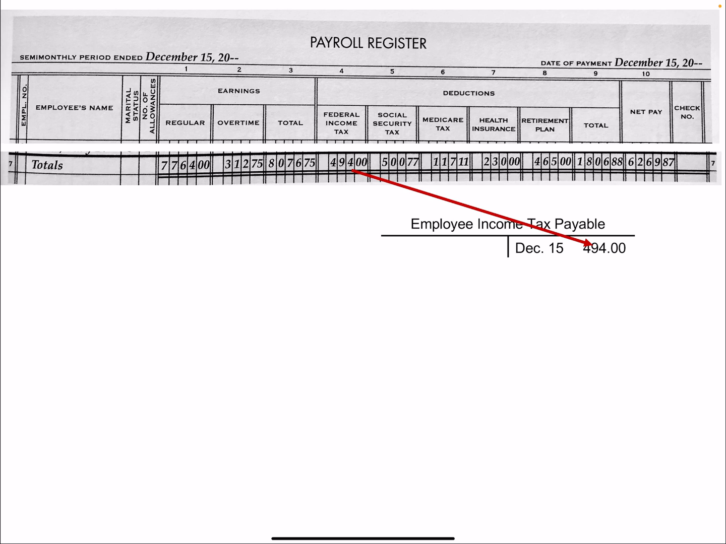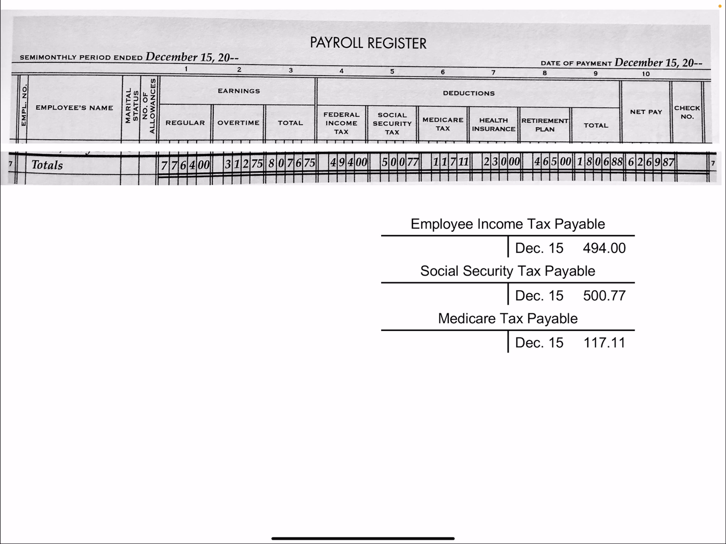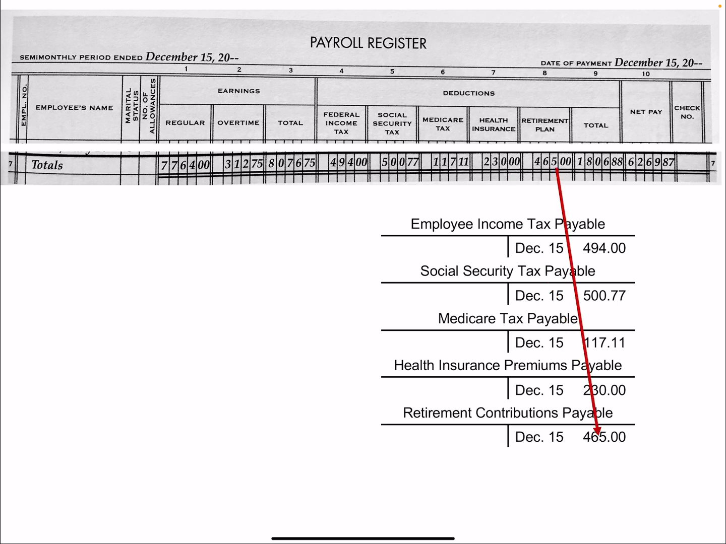Each of the other deduction column totals is credited to the related liability account. So we'll take Social Security, and that will be credited. Remember, it's a liability. We owe it to the government. Medicare tax, we are collecting the Medicare, and eventually we will pay it to that government agency. Same with our health insurance. We are collecting from each employee, and every month or every 3 months, we will make payments to the health insurance company. We also collect for retirement.